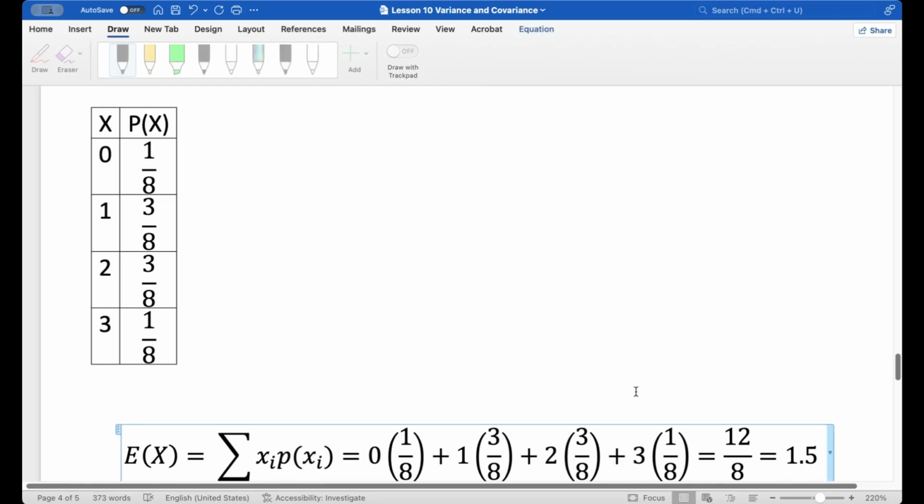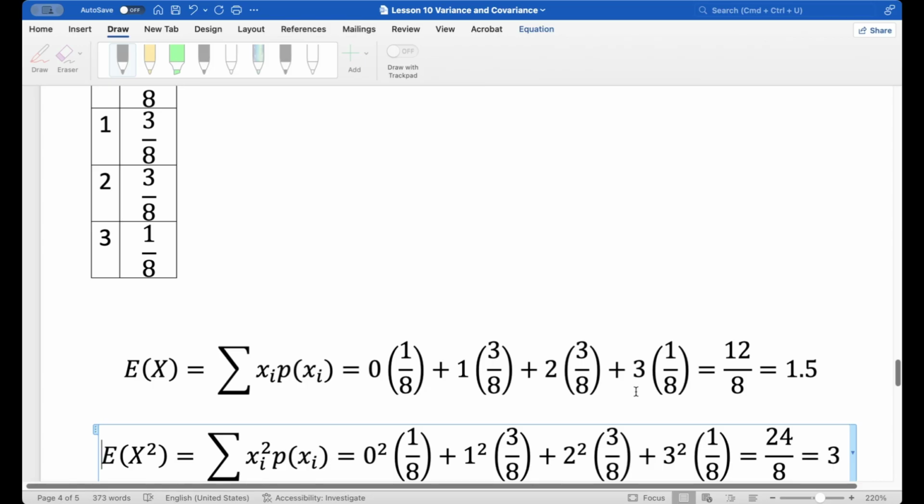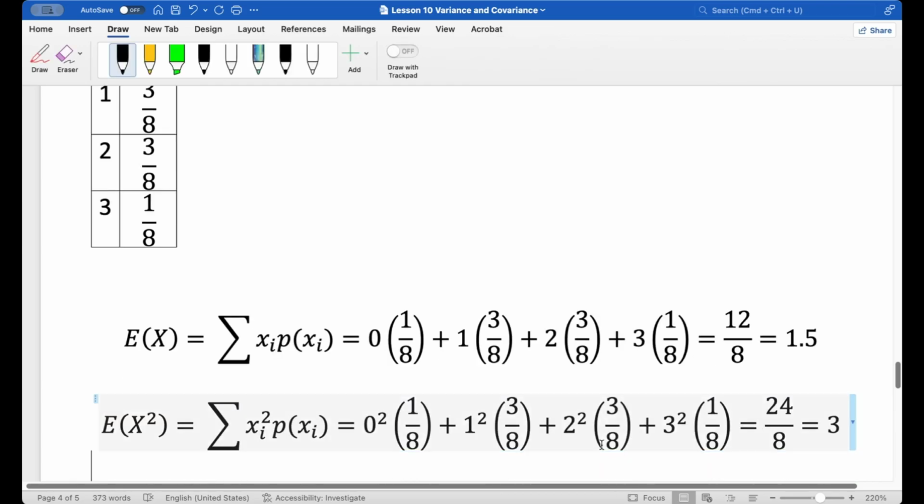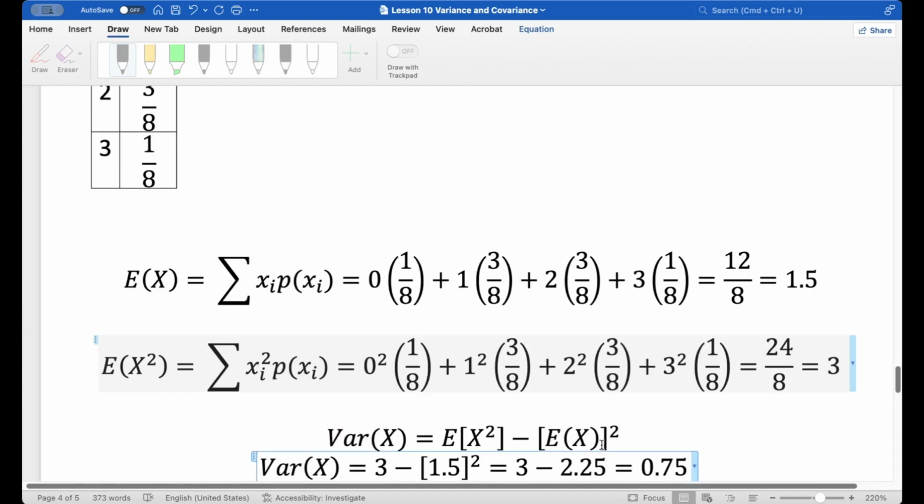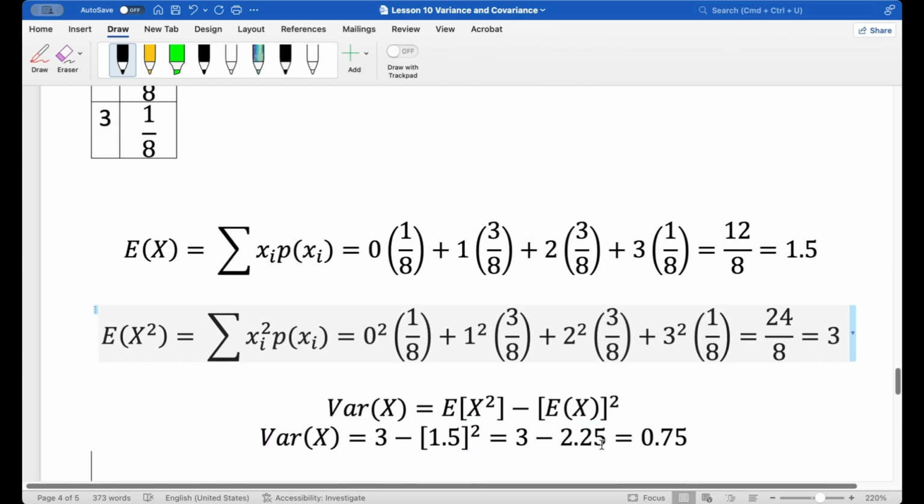Now we're going to calculate the variance. So we need the expected value of x squared. So we're squaring the x values. The probabilities stay the same. 0 squared times 1/8, plus 1 squared times 3/8, plus 2 squared times 3/8, plus 3 squared times 1/8. And that comes out to 24/8, which is 3. And then we use the formula for variance, expected value of x squared minus the mean squared. So it's 3 minus 1.5 squared, 3 minus 2.25, which is 0.75.